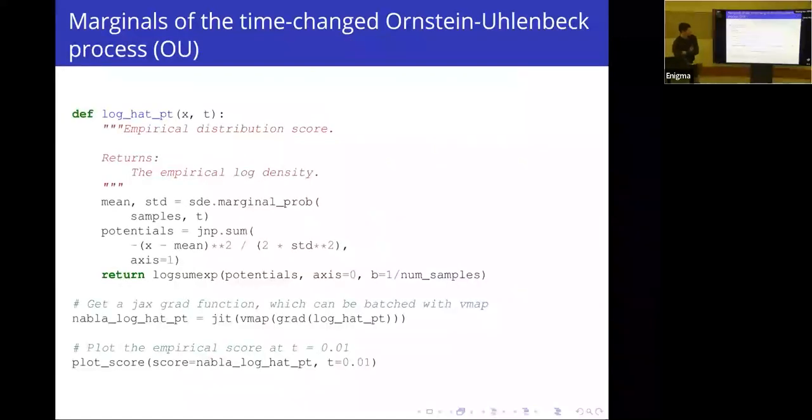Well, we can, and you should try it. So here is the gradient of the log hat density in JAX. But the problem with this is that it's computationally intractable in large dimensions because you've got this summation over the whole data set right here.